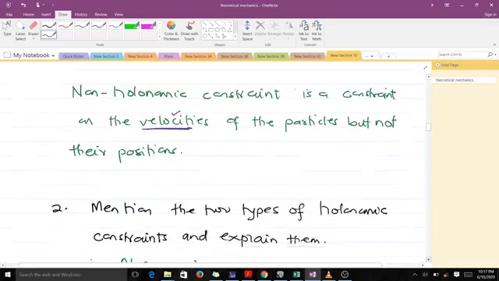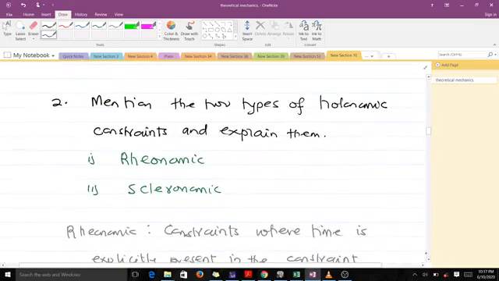So let's go to the second question. The second question says we have to mention the two types of holonomic constraints and explain them. So we have basically two types of holonomic constraints, and they are the rheonomic and the scleronomic.